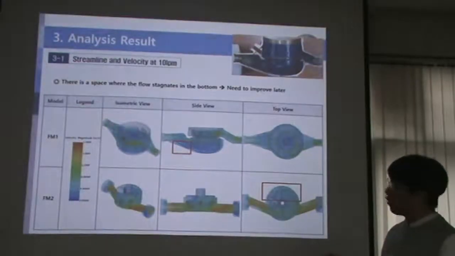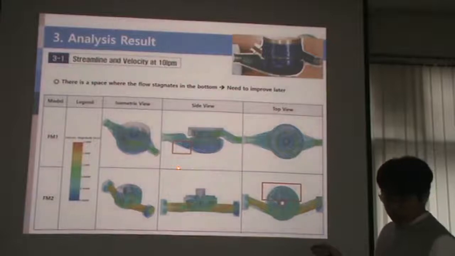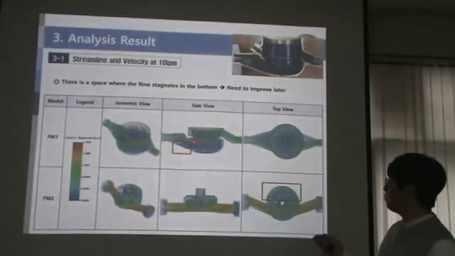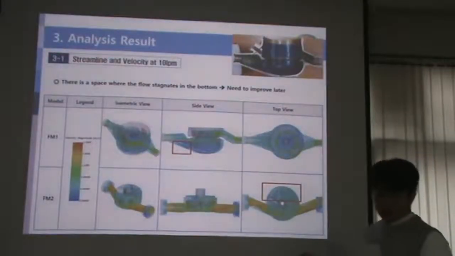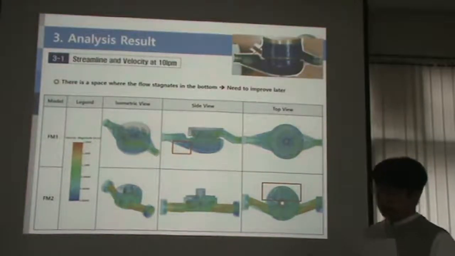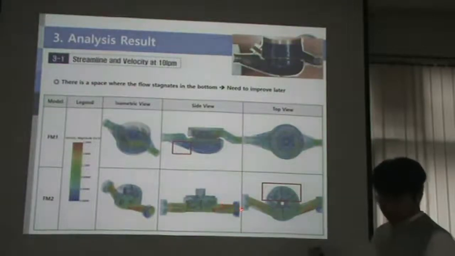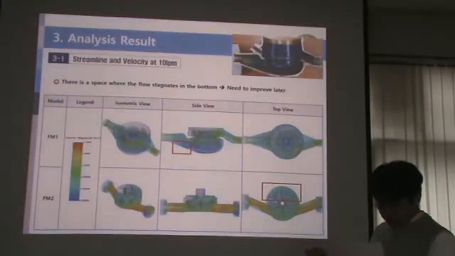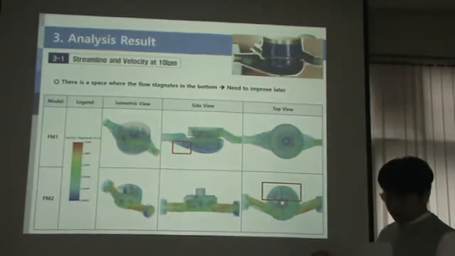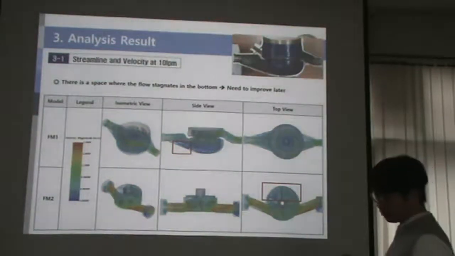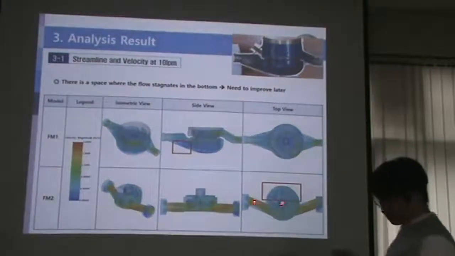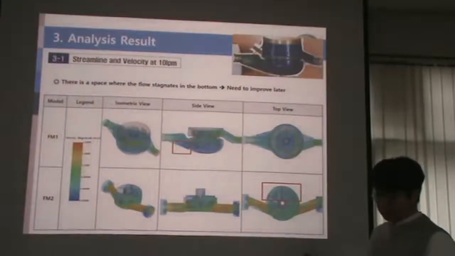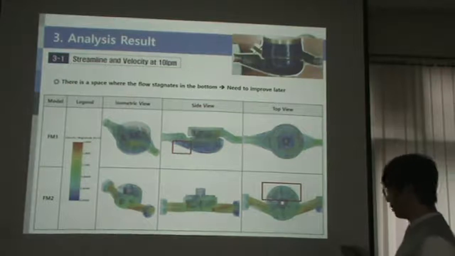FM1 has a flow resistance in the stagnant section like the red box. In addition, the structure of FM2 is simpler than FM1, but the blade side receives most of the flow momentum and the remaining blades act as flow resistance.